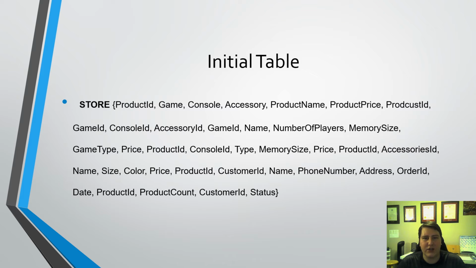So here's our initial table. This is a very basic table, and we called it store. It includes attributes like product ID, game, console, accessory, product name, and so on. This basic table shows all the attributes that we considered and will be further broken into several components later on.